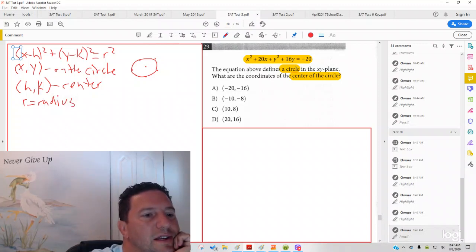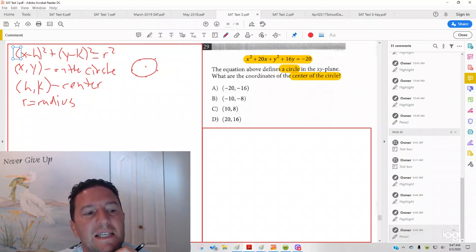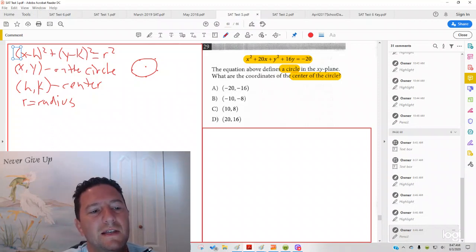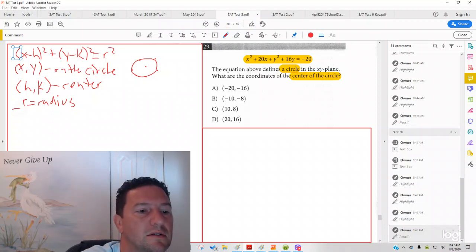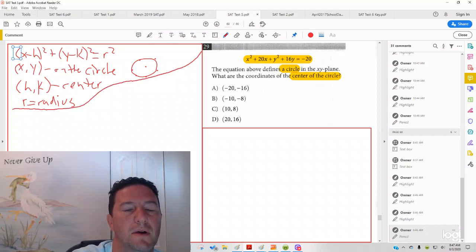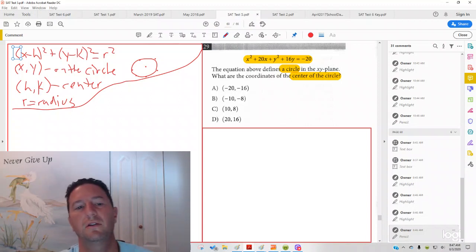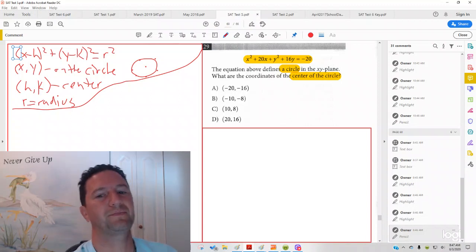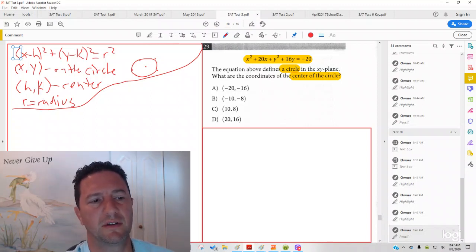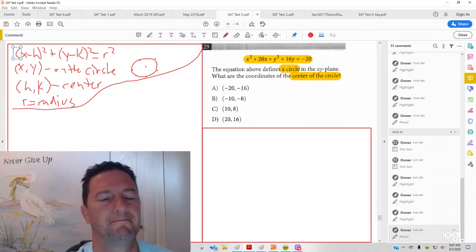Notice it says x minus h, but then positive h is the center, so you're going to have to take the opposite of the x. Same thing, it's y minus k, but then positive k is the y part of the center, so you're going to have to take the opposite of the y once you find that. So put that in your back pocket. I'm going to show you a shortcut to this question as well, but it's important that you understand where all this stuff is coming from.